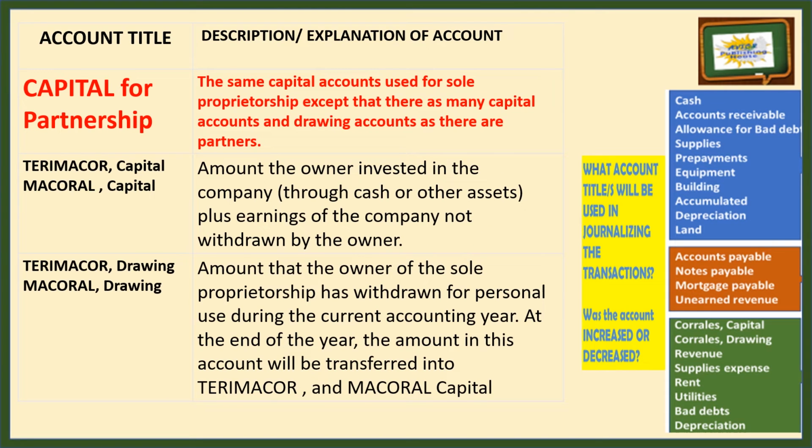Capital for partnership. For each partner, there will be a capital account and drawing account. So, for instance, this is a partnership between Tarima Core and Macoral. So you will set up an account for Tarima Core Capital and Macoral Capital along with Tarima Core Drawing and Macoral Drawing. So drawing is the withdrawal of cash or other assets from the business for personal use. So the capital, on the other hand, is the investment of assets to the business.